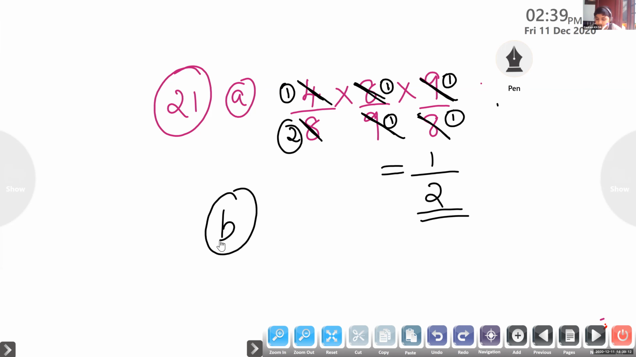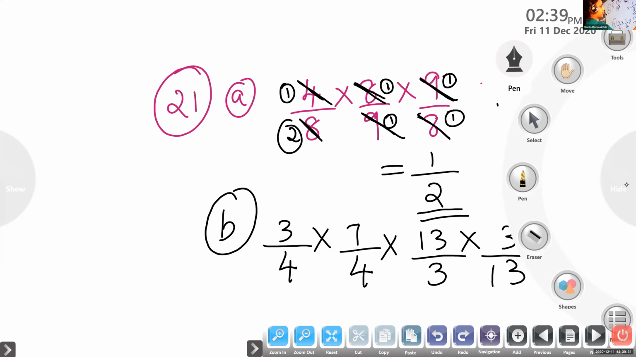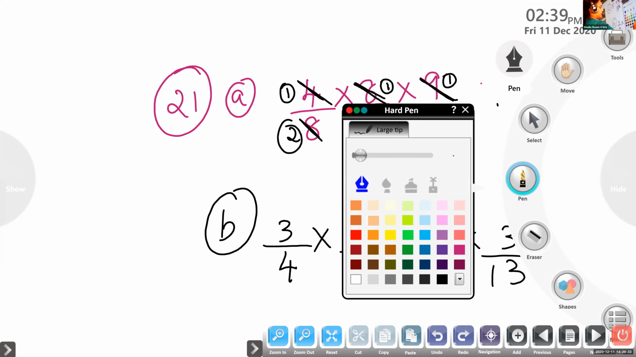So you can do the next question as homework. It is the same as this. What you have to do, children? This is homework for you. 3 by 4 into 7 by 4 times 13 by 3 by 13. Which common factors are there? You can cross out. Find out the answer.